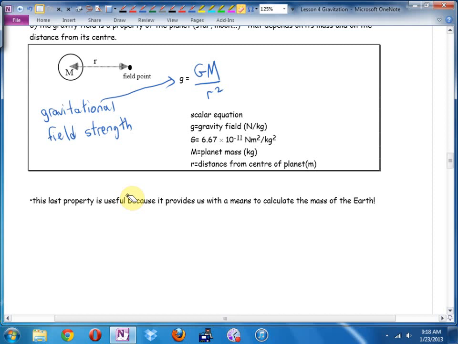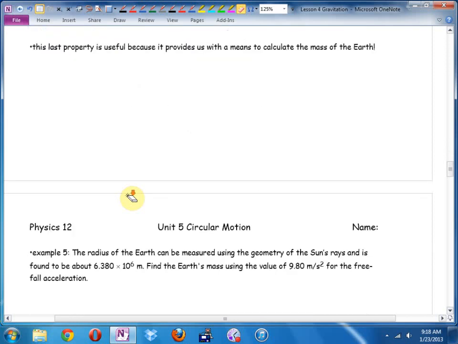This last property is useful because it provides us with a means to calculate the mass of the Earth. I said to you, hey, how did they figure out how heavy the Earth is? It's not like you can throw it on a scale. We did this.